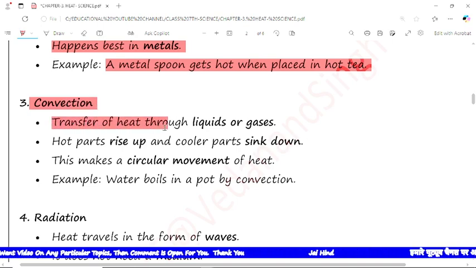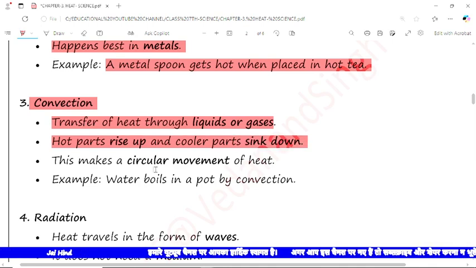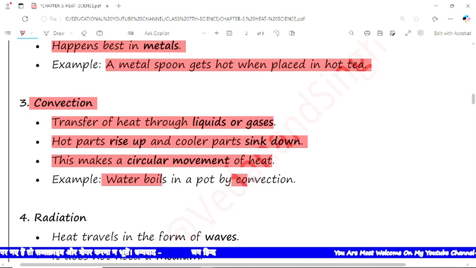The transfer of heat through liquid or gases is known as convection. The hot part rises up and the cooler part sinks down. Next, this makes a circular movement of heat. An example is water boiling in a pot by convection.